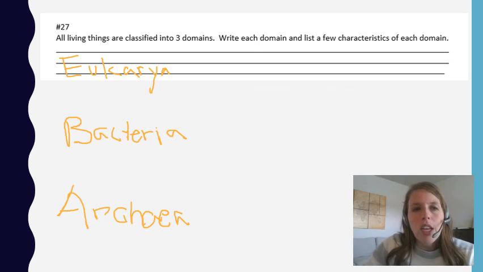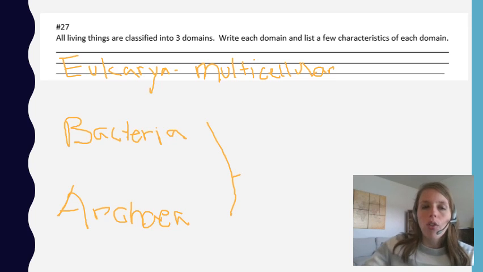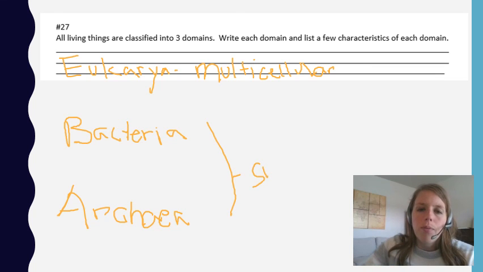First off, can you guys tell me which of these are you? You are in Eukarya. Most of the things in Eukarya are multicellular. That means that the organisms in there are made up of many cells. So that would mean that Archaea and Bacteria, what would we call those? We call those single-celled organisms.